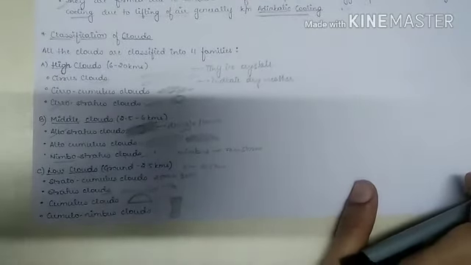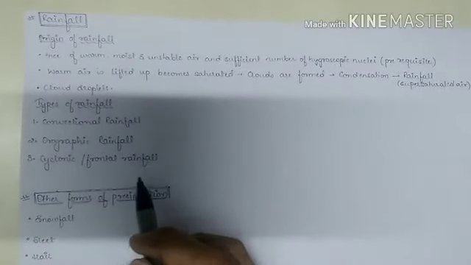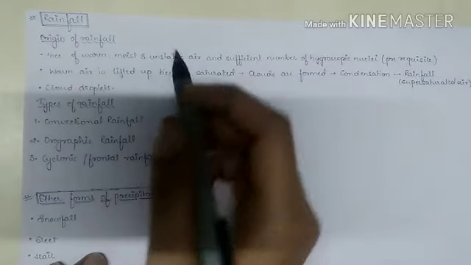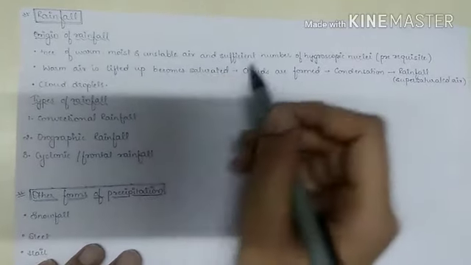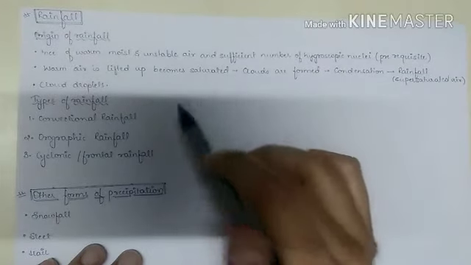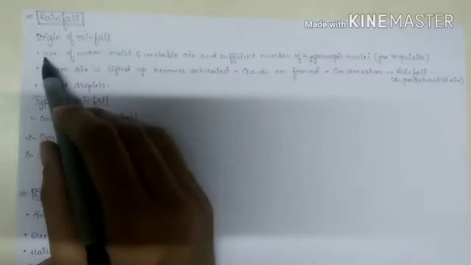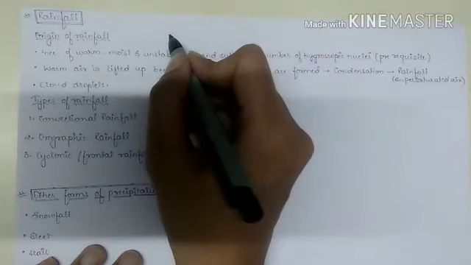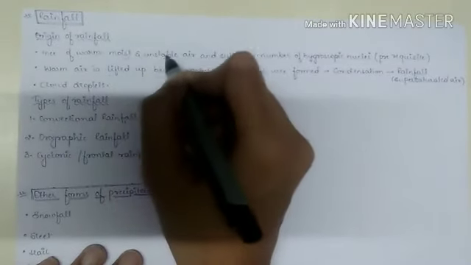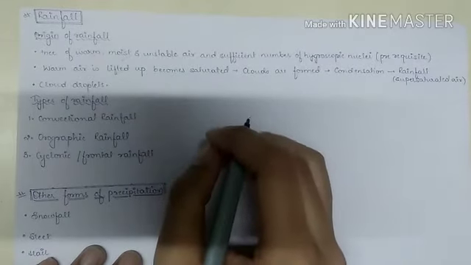Now we will look into rainfall. Rainfall requires the presence of warm, moist and unstable air and a sufficient number of hygroscopic nuclei. These are the prerequisites for the formation of rainfall. Rainfall is a type of precipitation only. So we should have warm air, moist air, unstable air, and there should be a sufficient number of hygroscopic nuclei for the formation of rainfall.